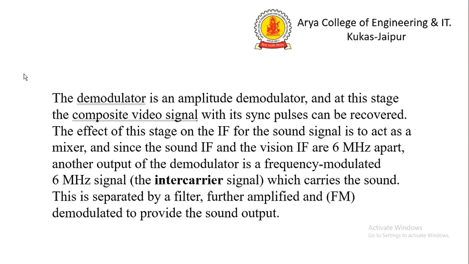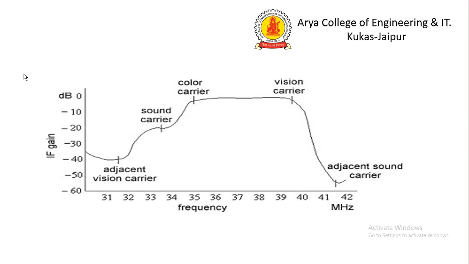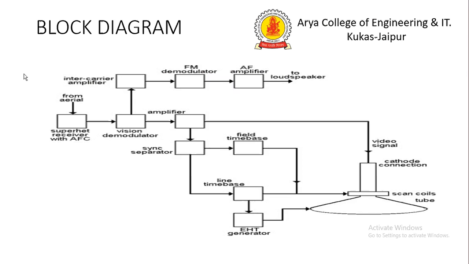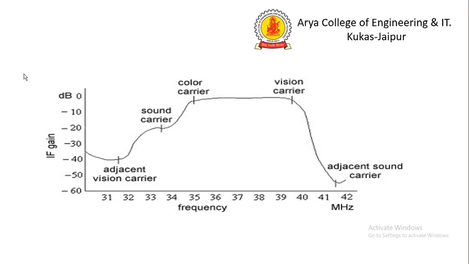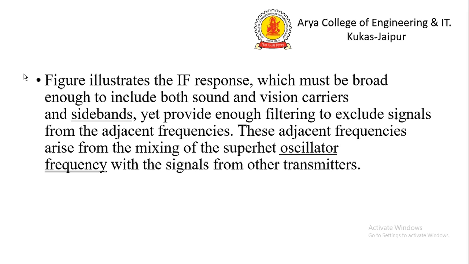Basically the graph and the block diagram are generally asked in RTU examinations: the adjacent vision carrier, sound carrier, color carrier, vision carrier, adjacent sound carrier frequencies, IF gain. The figure illustrates the IF response, which must be broad enough to include both sound and vision carriers and sidebands, yet provide enough filtering to exclude signals from the adjacent frequencies. These adjacent frequencies arise from the mixing of the superhet oscillator frequency with the signal from other transmitters.